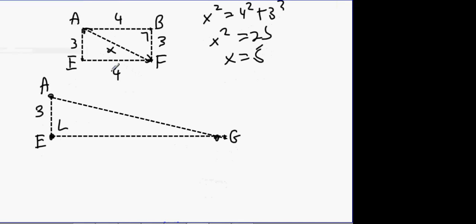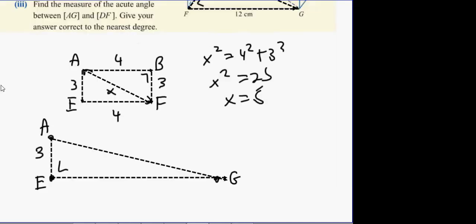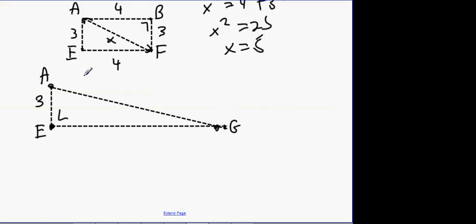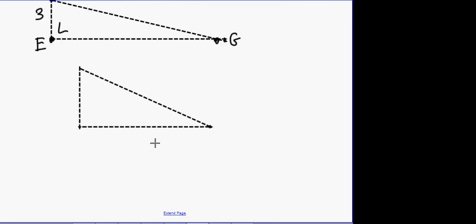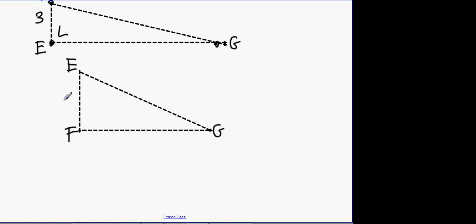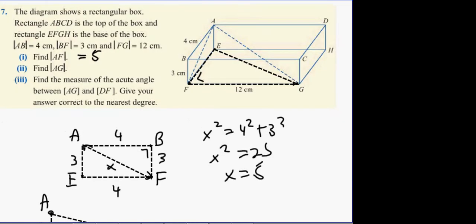Okay guys, so what we know this time around is I have to draw the triangle EFG. It's a bit less elongated than the other one. Now that's going to be EFG. What's E to F again? 4. F to G? 12. Right angle located here.